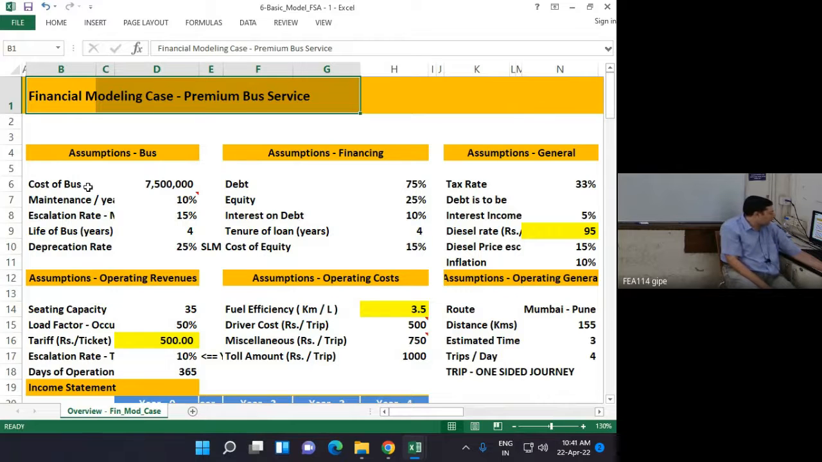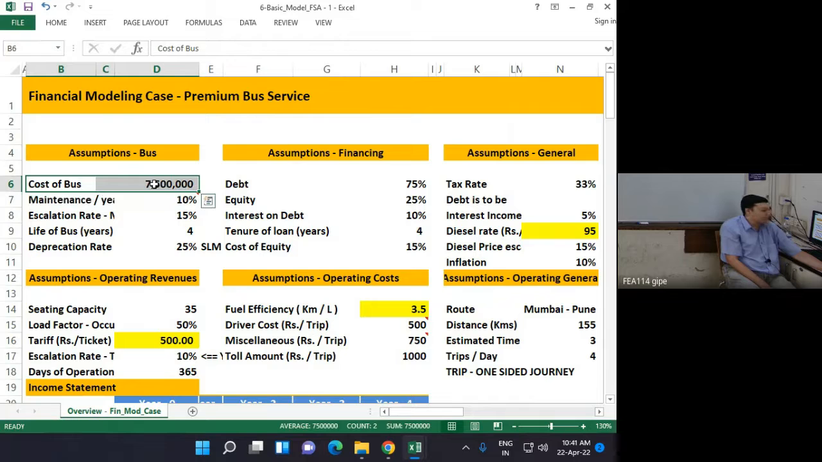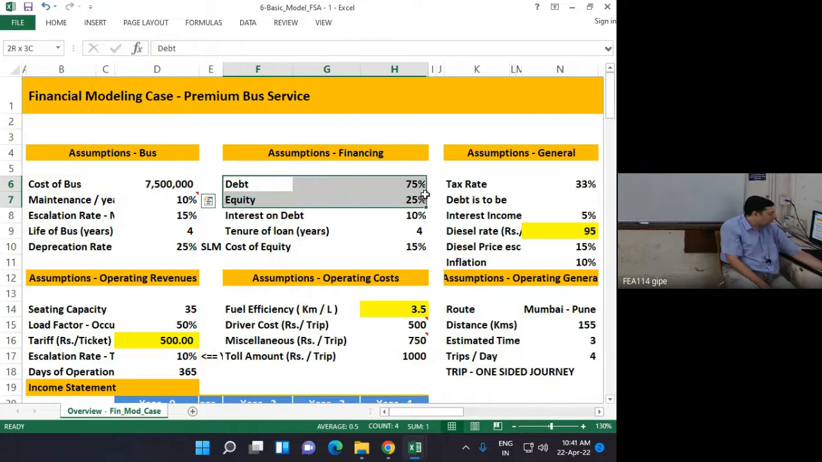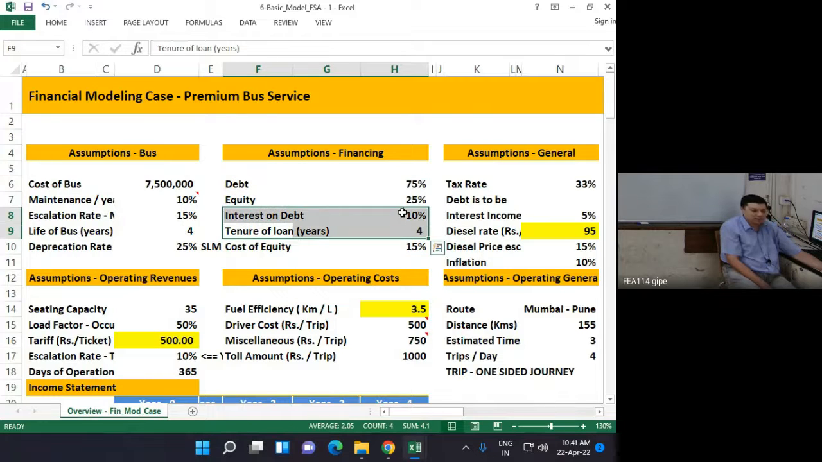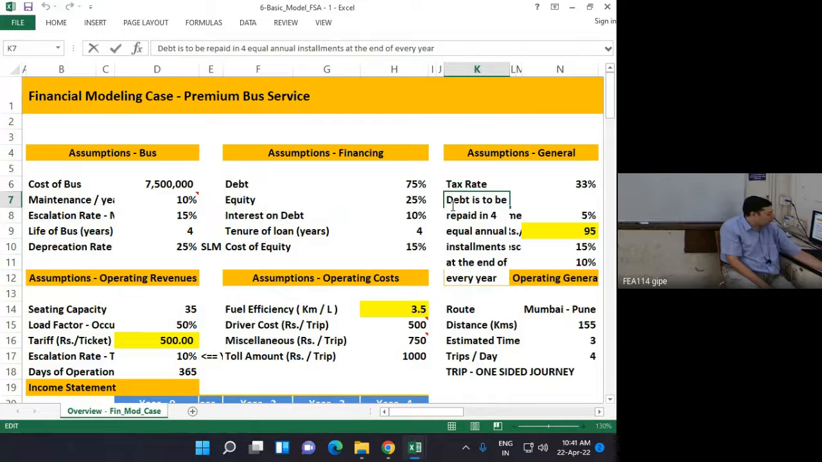So the first thing that you will have to do in order to start a business like this is buy the bus. 75 lakhs is the cost of acquisition for the bus, which will be funded as 75% debt, 25% equity. Debt will be paid back in 4 years. Interest charge is 10%, and it will be repaid in 4 equal annual installments paid at the end of every year. Okay. Sometime back we did that EMI schedule. In here you will have to do an EAI schedule. Instead of monthly, we are looking at annual installments.